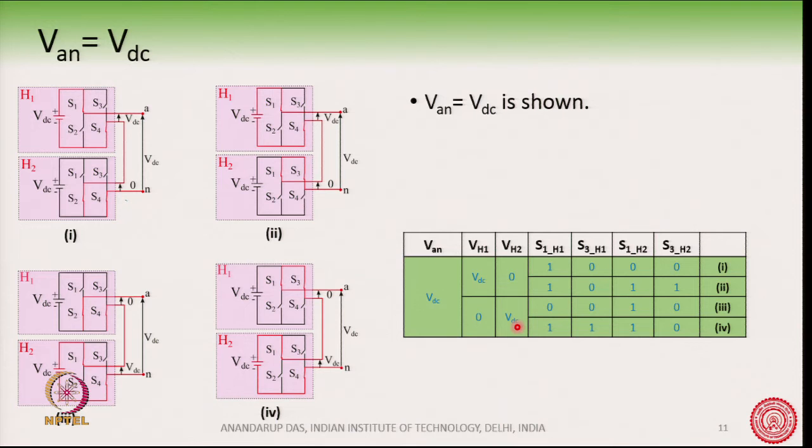Similarly, we can also get VDC by making VH1 as 0 and VH2 as VDC. Of course, for VH2 equal to VDC, there is only one switching multiplicity possible, which is the diagonal element shown here, S1 and S4 turned on. But for getting the 0 from VH1, we have two multiplicities, and these are either you turn on S2 and S4 or you turn on S1 and S3. This is shown here. These are the two multiplicities.